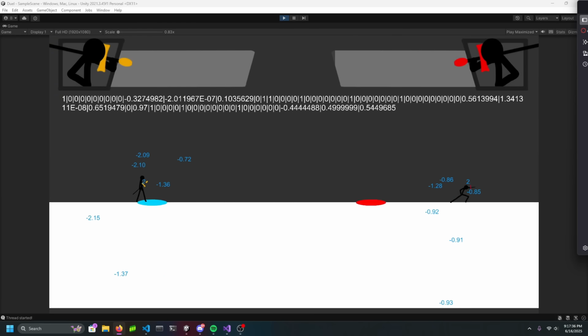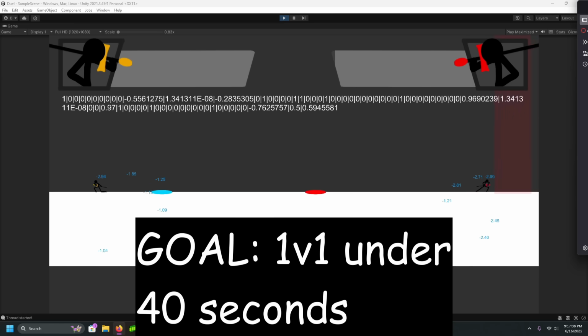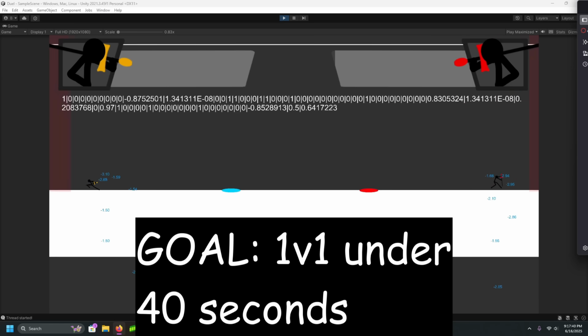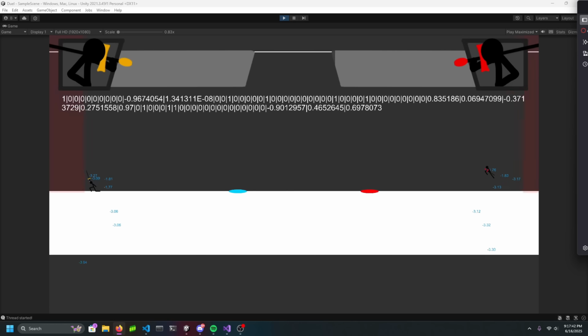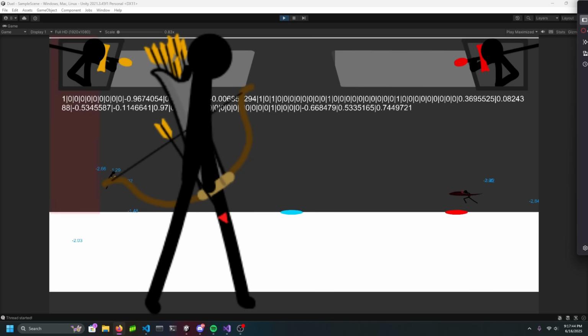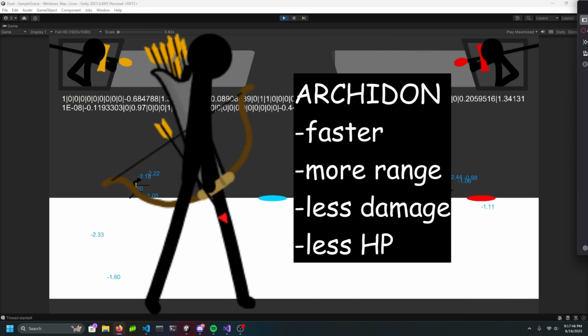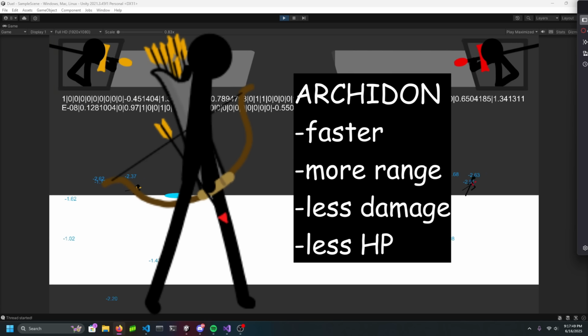My goal was to make them 1v1 and force the fight to happen within 40 seconds. If not, both agents reset and are both penalized. I also made a new unit type, the Archidon, that the Sword Wrath could train against later. It would be faster, have more range, do less damage, and have less HP.